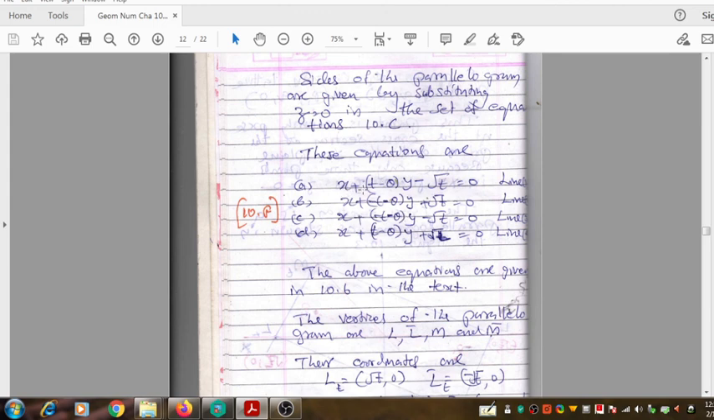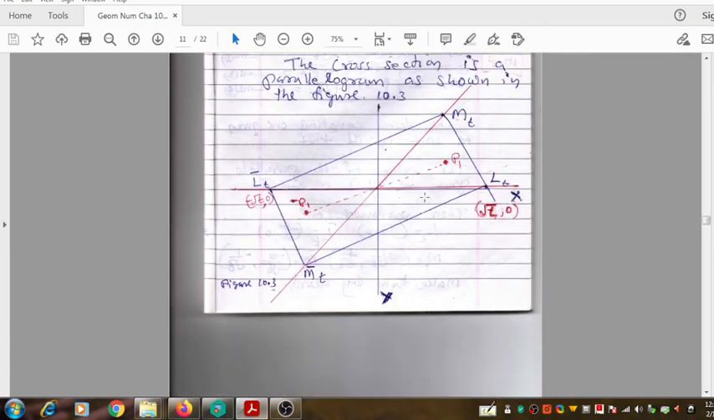What are the 2 equations? X minus root t equal to 0 and x plus root t equal to 0. X minus root t equal to 0 means x equal to root t, and the other gives x equal to minus root t. These are the 2 values we obtain by substituting q equal to 0 in the equations of the lines. So the coordinate x can vary.